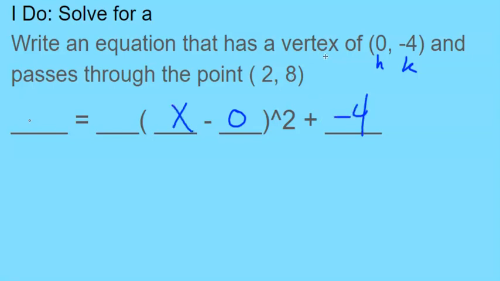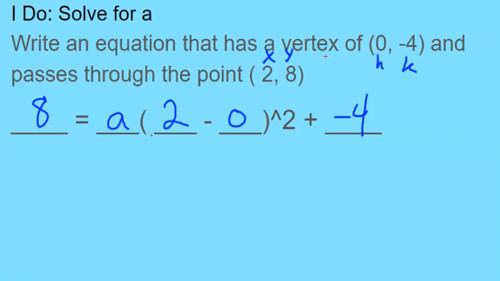And then we're going to put x here, we're going to put a y here. Now it passes through the point 2, 8. So before we find the equation, we're going to have to solve for a. So this is x, this is y. So we're going to solve for a.